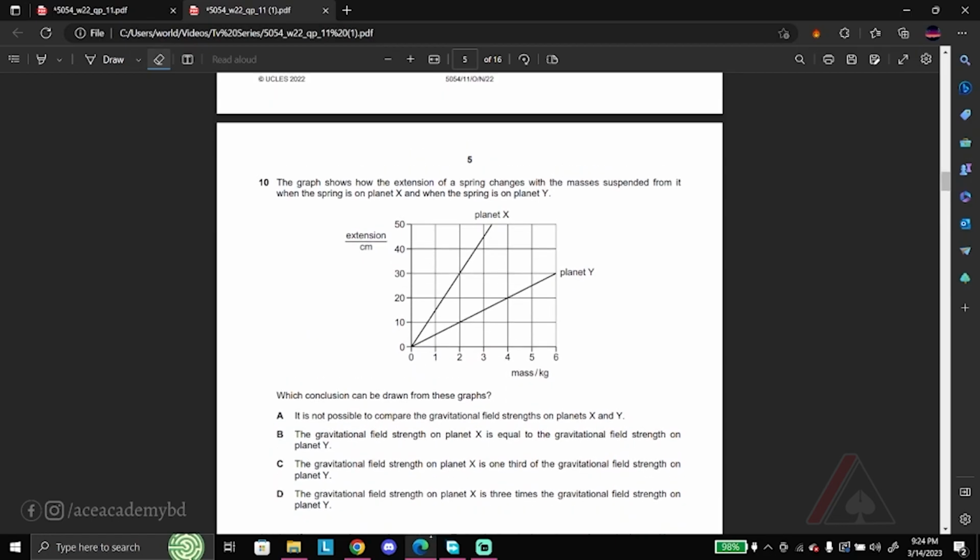Question number 10 says, the graph shows how the extension of a spring changes with the masses suspended from it when the spring is on planet X and the spring is on planet Y. So we are talking about two different planets here. The quantity that will be different for these two planets is g, the gravitational field strength. So the gravitational field strength of X will be different from that of Y.